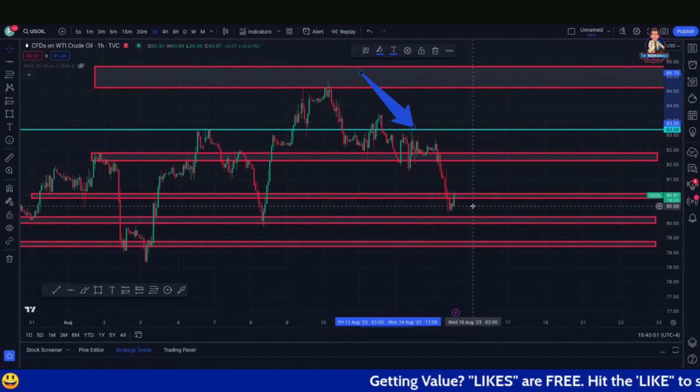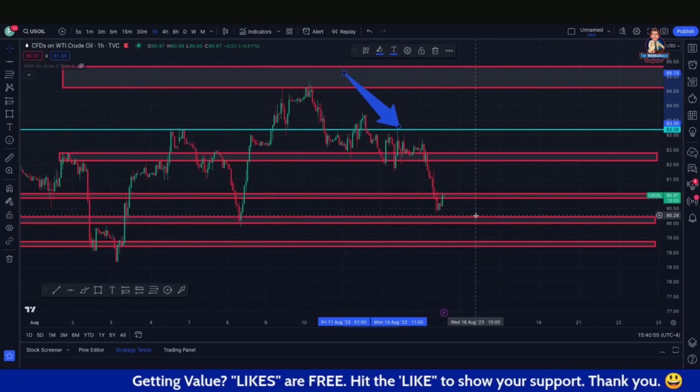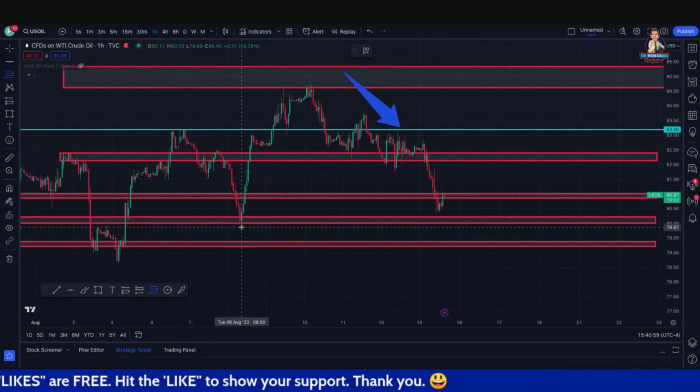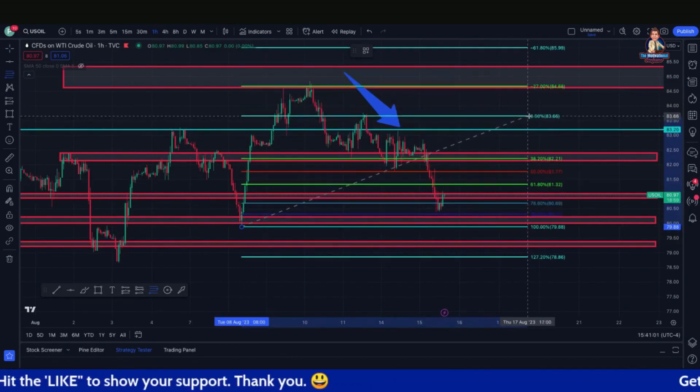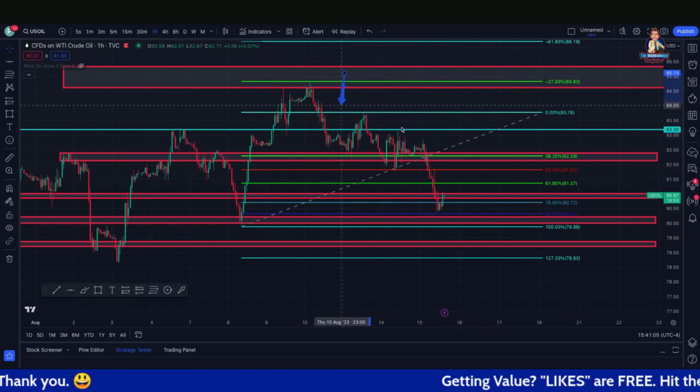We can see here that we went back down to this area right in here. If we take a Fibonacci retracement from here and swing it up to the top of that wick, which let me show you, in case you're brand new.